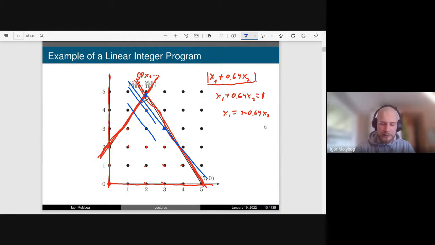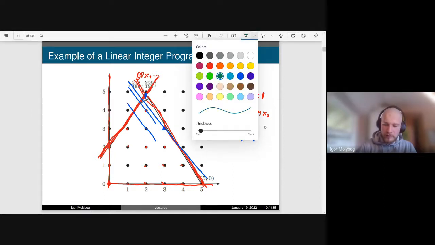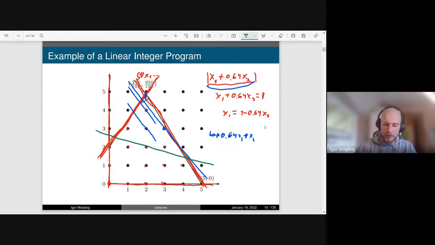If we had a different objective function, for example, the other way around, 0.64 x2 plus x1, and we would like to maximize this, we would probably have a function of this form with level sets parallel to this line, and then we would push it to this point, and this would be the correct solution.